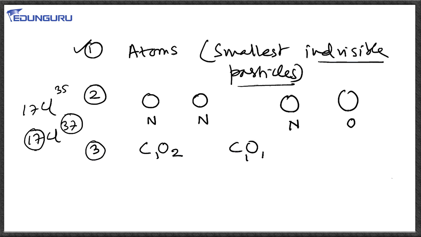Similarly, 17Cl35, here 17 is the atomic number, 35 is the mass number. It means that chlorine 17Cl35 has a mass of one atom as 35 AMU, and 17Cl37 one atom has a mass of 37 AMU, even though their atomic number is the same. Since their atomic number is the same, both atoms are chlorine, but have different masses. One is 35 AMU and the other is 37 AMU.